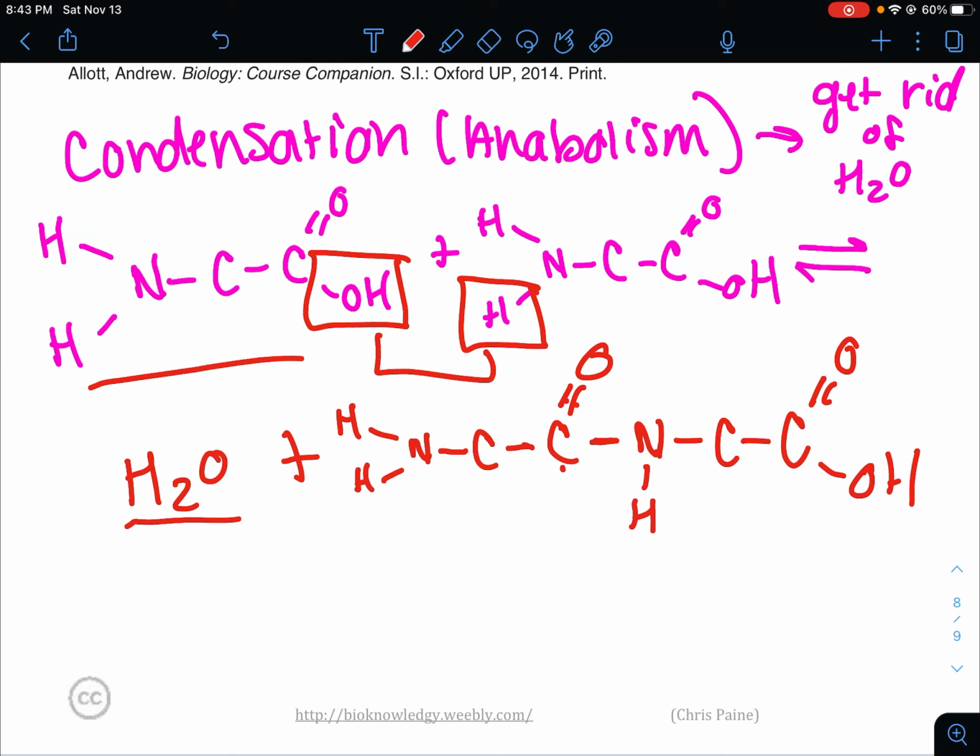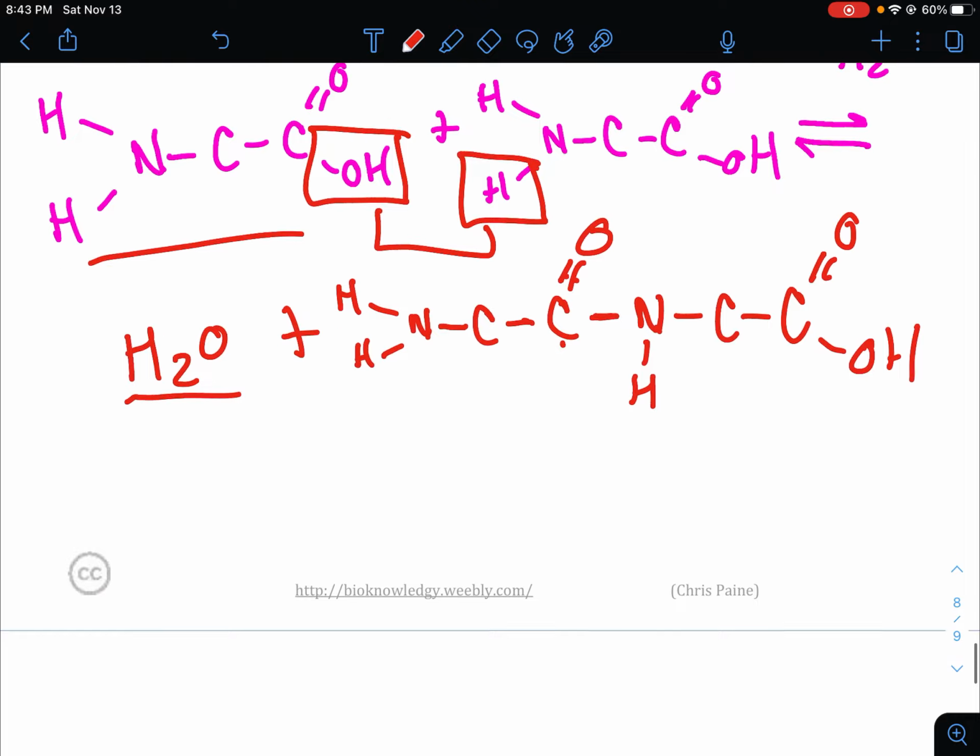So for the test and the IB exam, you will be asked to draw this out probably. For the quiz, you might be shown a picture of it, or you might be asked, like, what is a condensation reaction? And you would have to answer that. Okay.